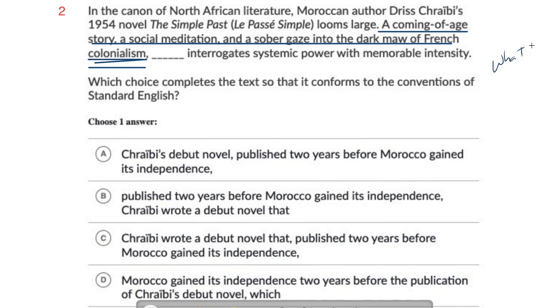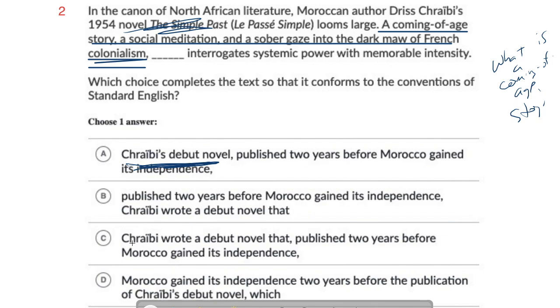We're just going to simplify this. What is a coming-of-age story? Well, it is this novel. And what they've done here is insert another modifier, an interruption, and an appositive after it, but that's okay, because we're going to see that the others are going to have the wrong nouns in this slot.